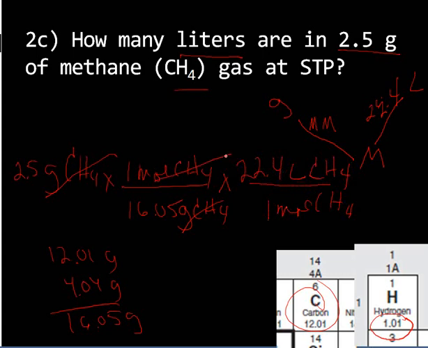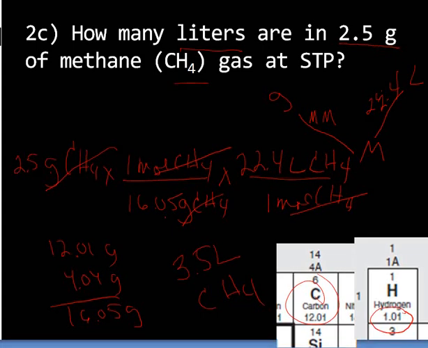Okay, here I can cancel out moles, and I should be left with the units that I want, and in fact I am. So it's going to be 2.5 times 22.4, divided by 16.05, and when I do that, I end up with 3.5 liters of methane. And that's going to do it.